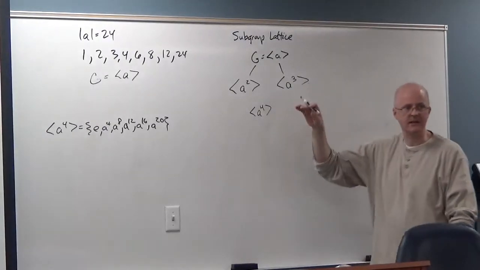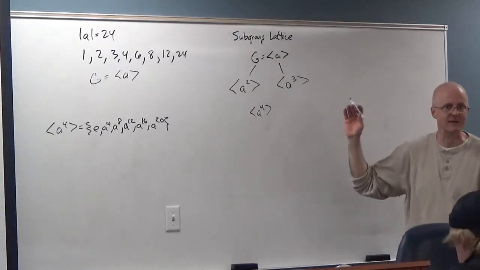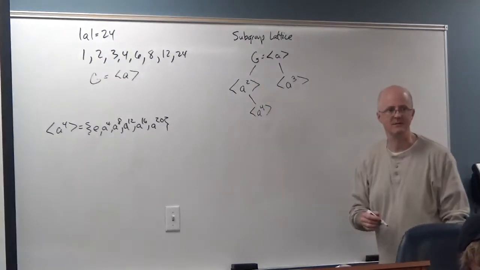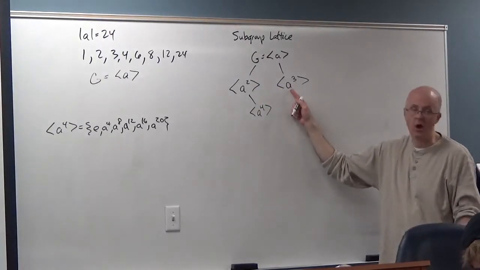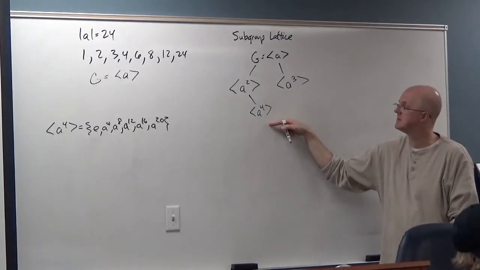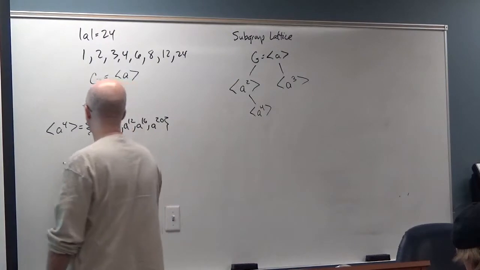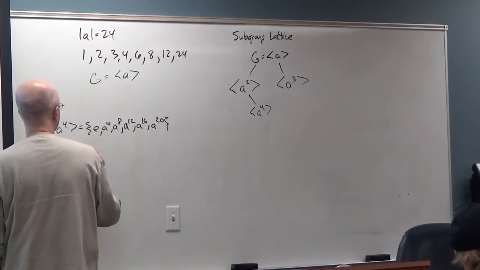It's not necessarily clear where to put these things horizontally speaking. But I can certainly write that. Is it a subgroup of that? No. It doesn't contain A cubed. Cyclic subgroup of order 4 is going to be generated by A to the 6th.